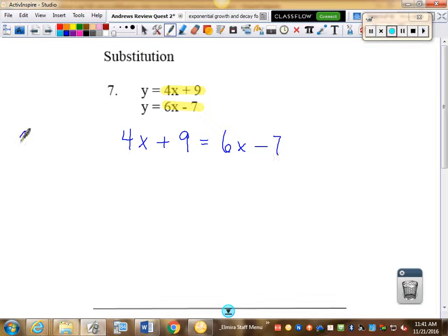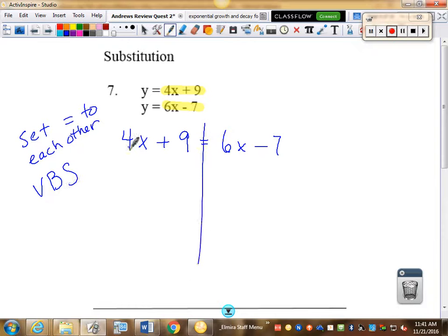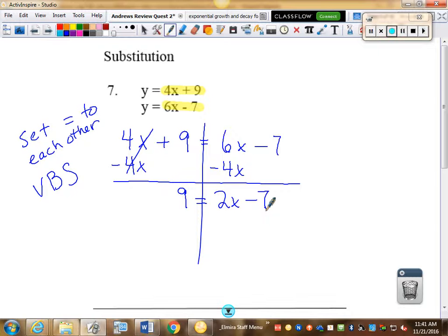Okay, so set equal to each other, the mx plus b's. Okay, take the y's out. All right, then you've got variables on both sides. Here's the equal sign. There's a 4x on this side and a 6x on this side. So my strategy is always to go for the smaller x. Cancel that one. You have less negatives that way. Add 7 to both sides. We're down to a 2-step.